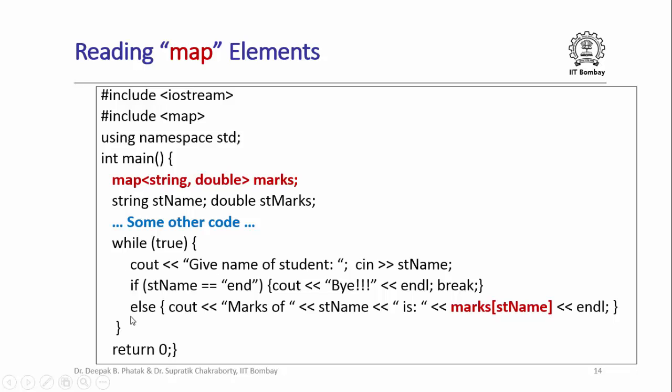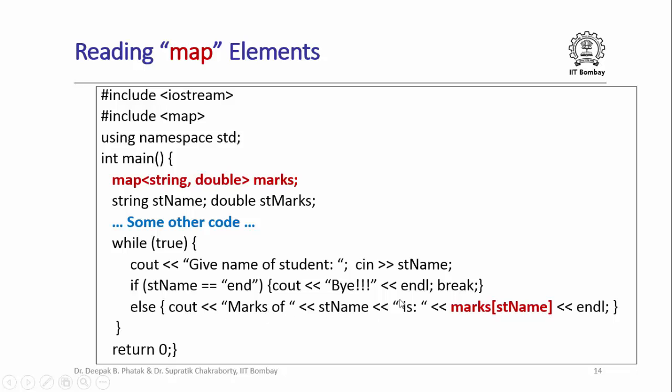Here I have a program which looks similar to what we had earlier, except that here I'm taking from the user the name of the student, and instead of writing the marks of the student in this map indexed by the name of the student, I'm going to read out the marks of the student from this map indexed by the name of the student. So here is where I'm printing it out.